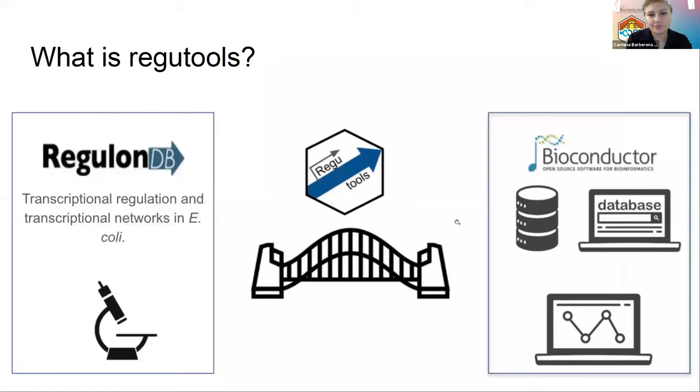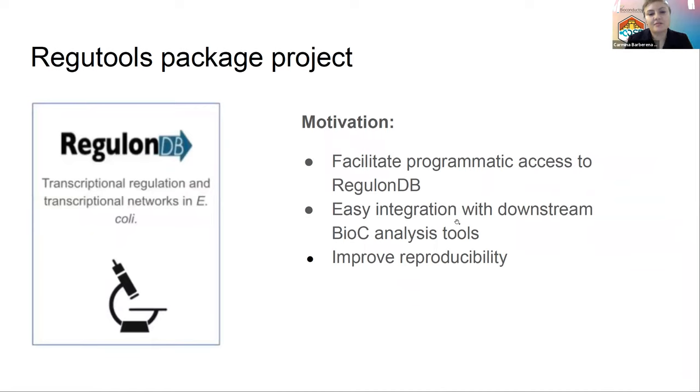Leo has been talking about this package that we developed called regutools. But what is regutools? Regutools is an R package that serves as a bridge between the database RegulonDB and the Bioconductor environment. The regutools package allows us to extract, in a systematic way, the information from the RegulonDB database. So what is RegulonDB? RegulonDB is a database of transcriptional regulation and transcriptional networks in E. coli. They have done an incredible job collecting, harmonizing, and centralizing the information about the regulation in E. coli.